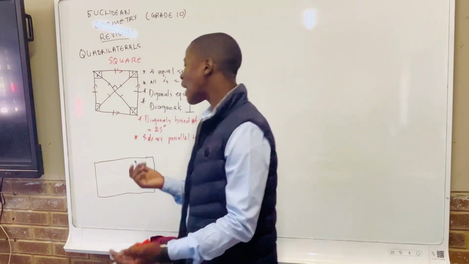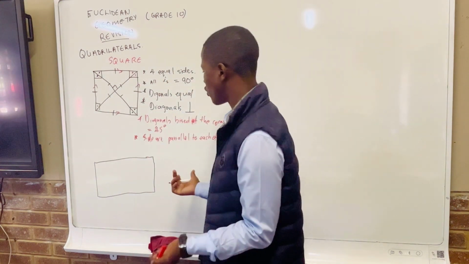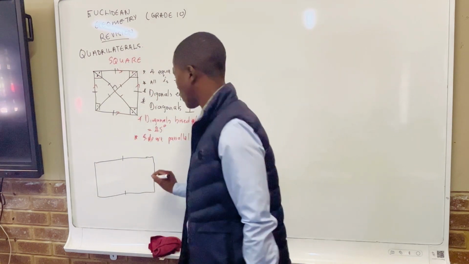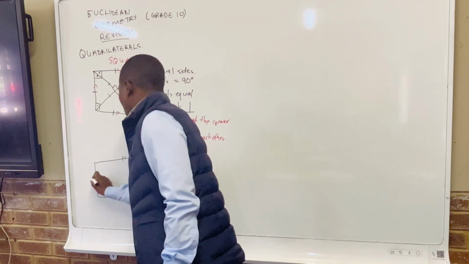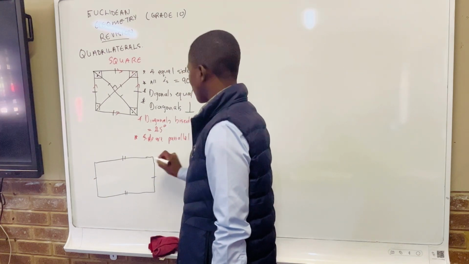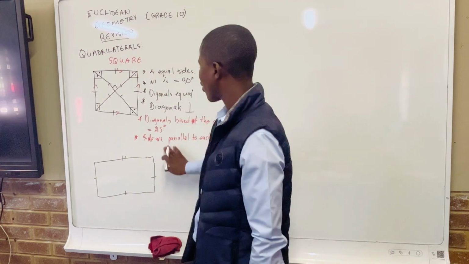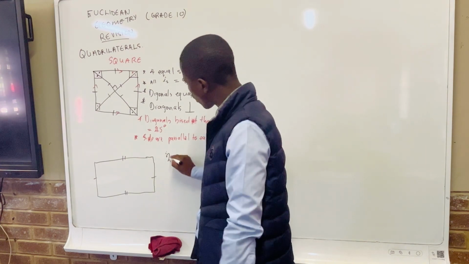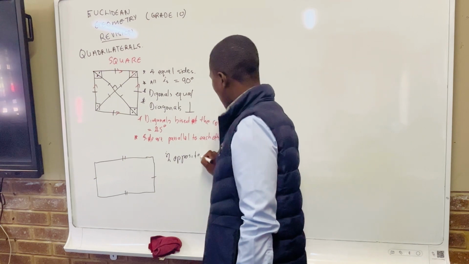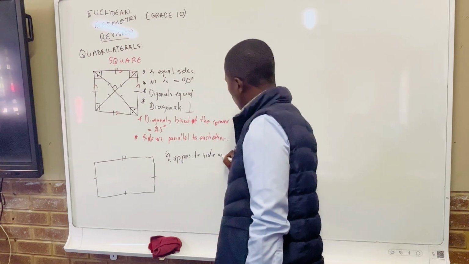So now, what are the first things that we know about your rectangle? You know, firstly, that the opposite sides are equal. All these opposite sides are equal to each other, right? So the two opposite sides are equal to each other. You're going to say there are two pairs of opposite sides, and opposite sides are equal to each other.